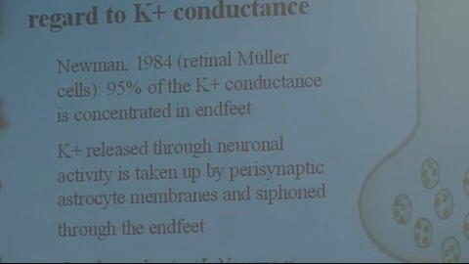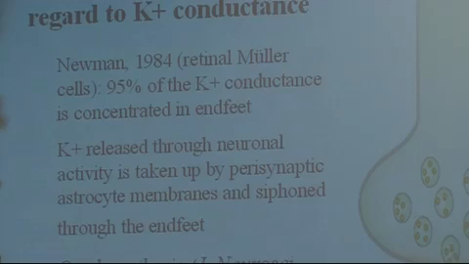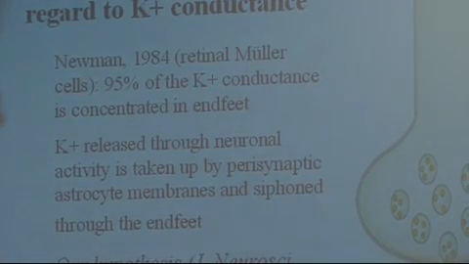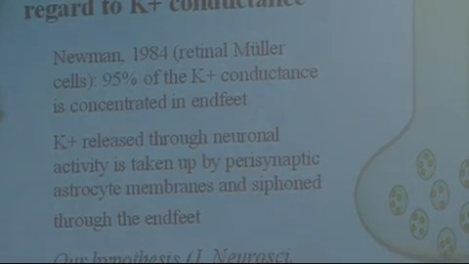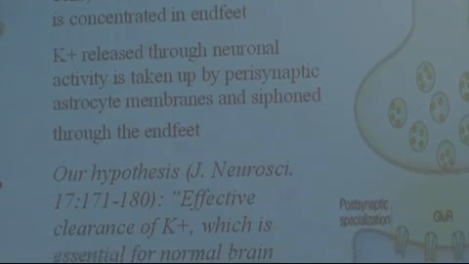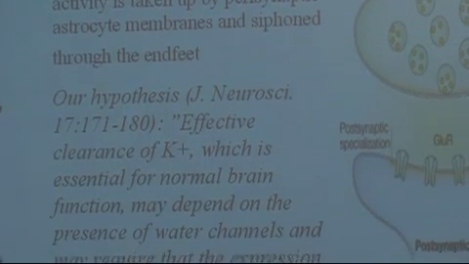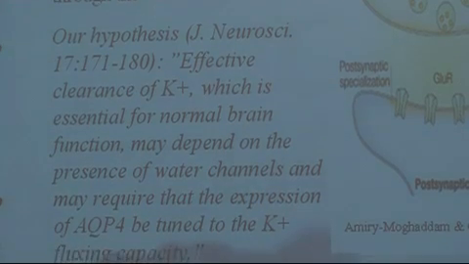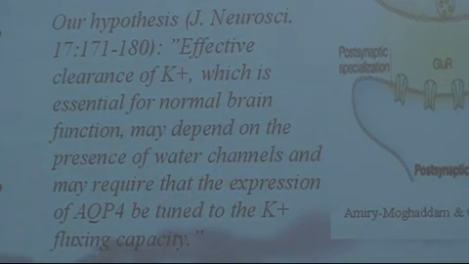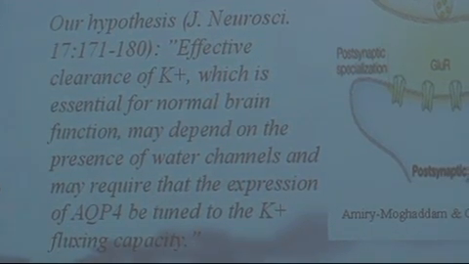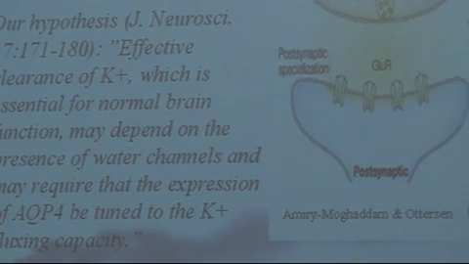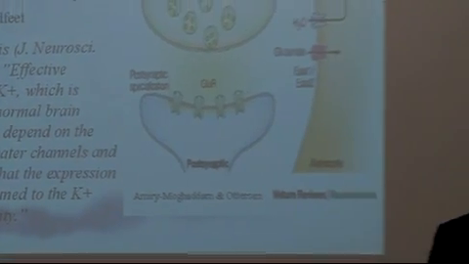So the hypothesis that we formulated already almost 10 years ago was that effective clearance of potassium may depend on the presence of water channels and may require that the expression of aquaporin 4 be tuned to the potassium fluxing capacity. This we wrote long before we had any experimental data except the anatomical data to support this suggestion.